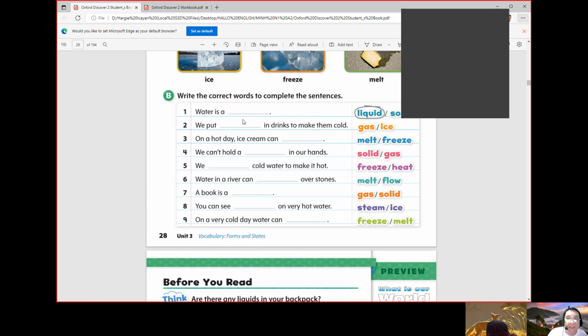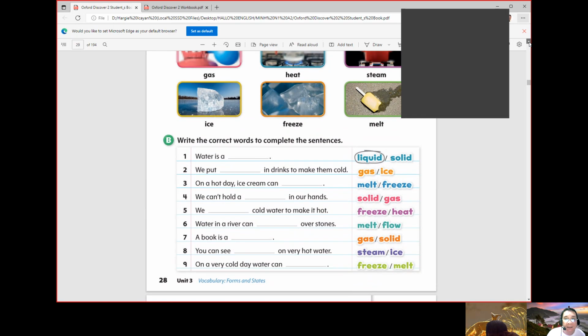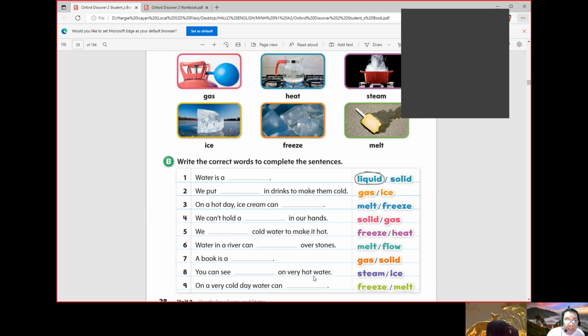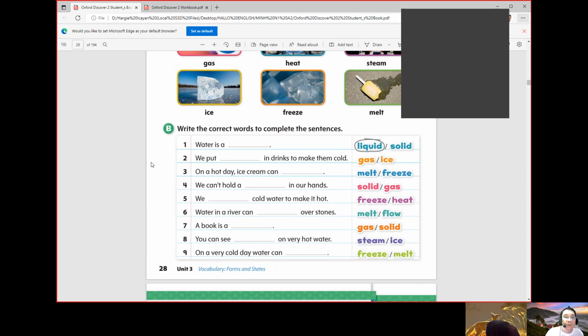Now, write the correct words to complete the sentence, Min. Okay, number one, can you read number one first? Water is a liquid. Yes. So, number one has been given to us. So, this one is a liquid. Number two, we put ice in drinks to make them cool. Yes. So, we put ice in drinks to make them cold.